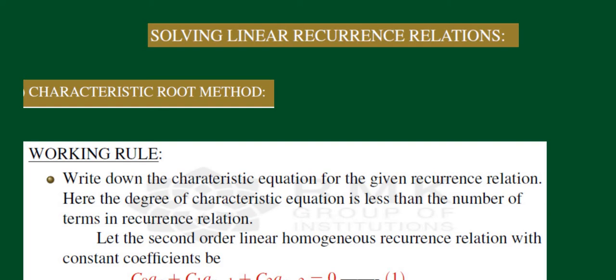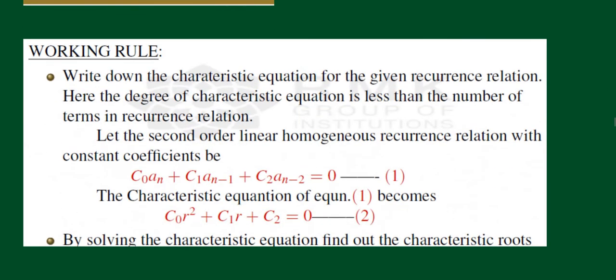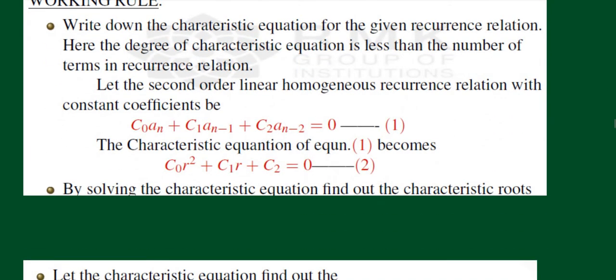Today we are learning how to solve a linear recurrence relation with the help of the characteristic root method. First we will see the working rule. The working rule is very simple. First you have to consider the given homogeneous recurrence relation. So this is the recurrence relation I have.